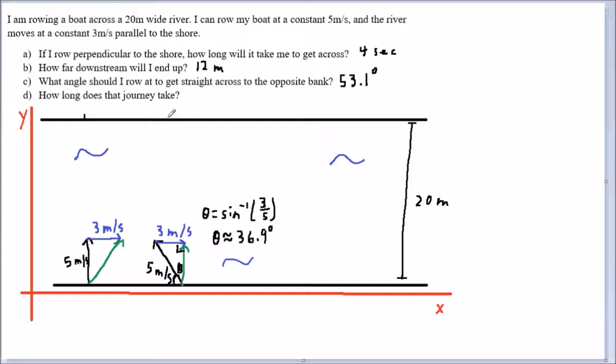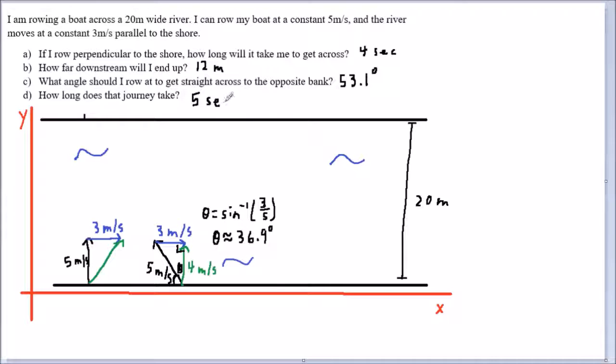And how long does this journey take? Again, we see this right triangle here. We know the hypotenuse is 5 and one of the legs is 3, so the other leg must be 4. So this net velocity is going to be 4 meters per second in the y direction. And we want to go 20 in the y direction, so that's just going to take 5 seconds, because 20 divided by 4 is 5.